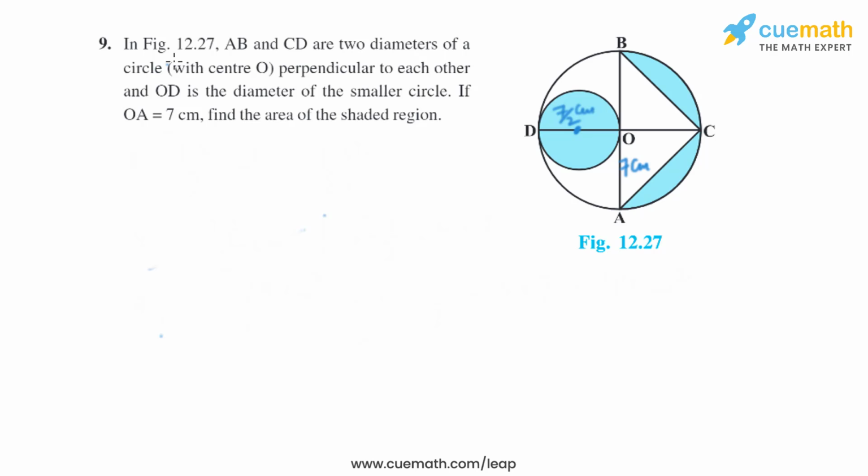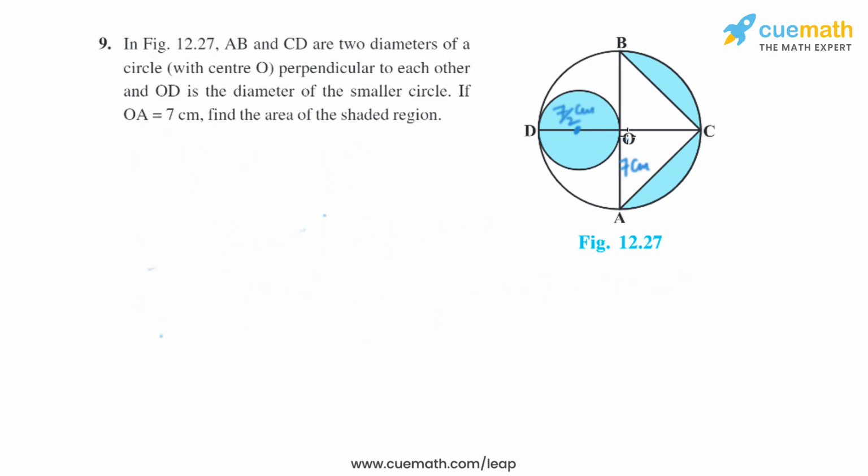Question 9 of this exercise says: in figure 12.27, AB and CD are two diameters of a circle with center O, perpendicular to each other, and OD is the diameter of the smaller circle. If OA equals 7 cm, find the area of the shaded region.